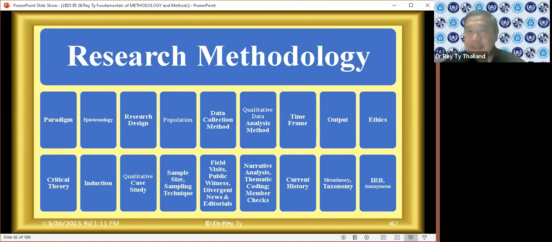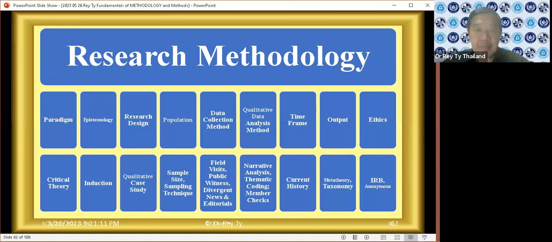And data analysis would be using narrative, thematic coding. I'll give you an example if we have time. Member check. One journal to which I submitted insisted that I don't just report what I saw. I have to go back to the people I've interviewed and stayed with in my participant observation and show them the draft of my paper.